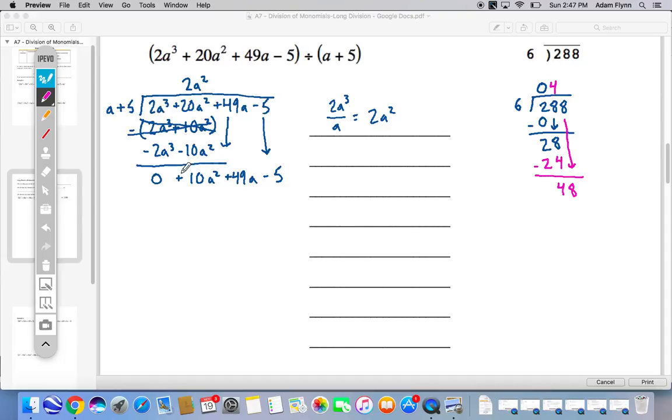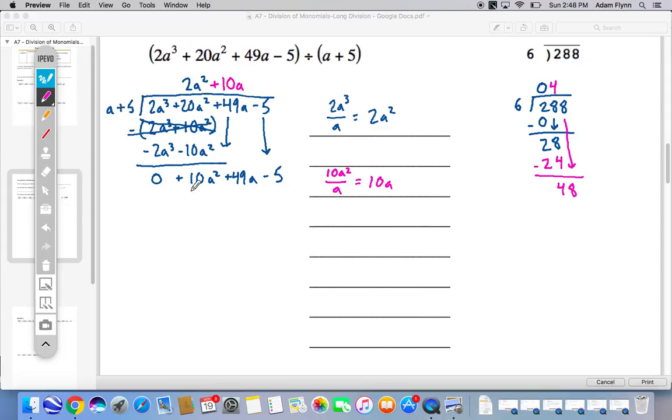So I'll do the same exact thing over here. What do you have to multiply a by to get 10a squared? Or what is 10a squared divided by a? Well, we know that's 10a. So plus 10a up here. Just like I did over here, I multiplied this 6 and this 4 to get 24, and then I subtracted it. I'll multiply this a and this 5 by 10a, and then subtract it.